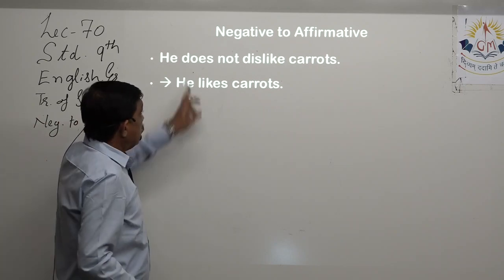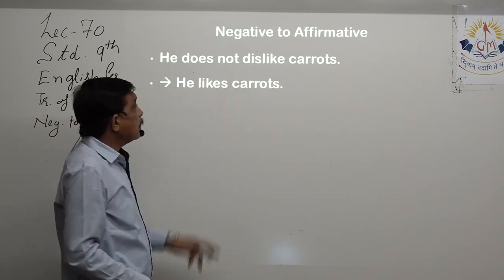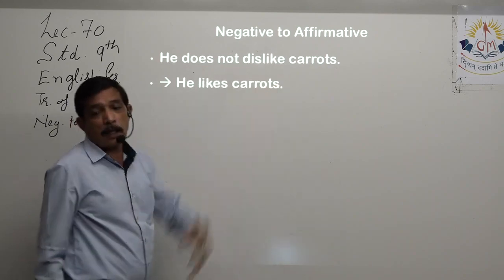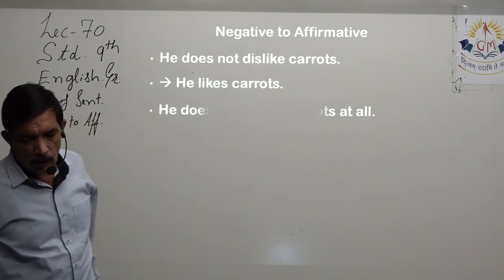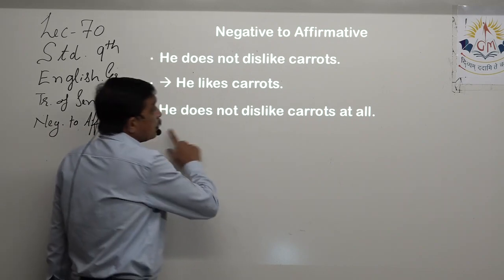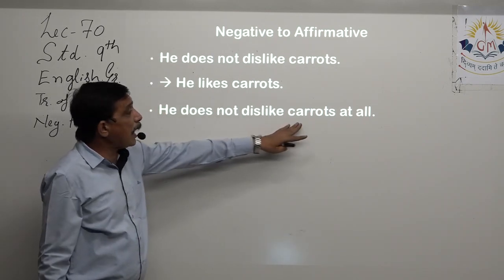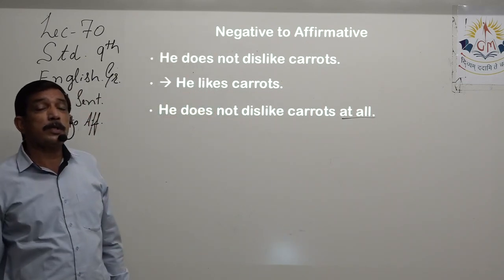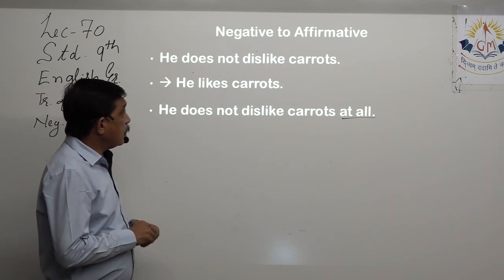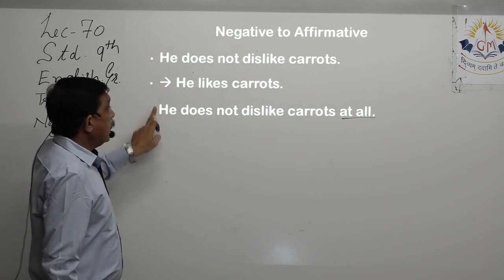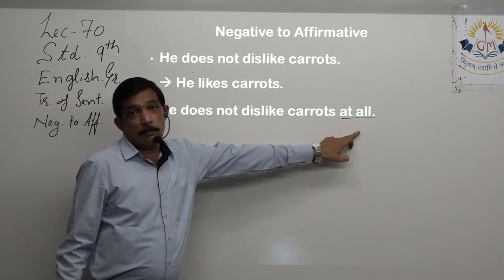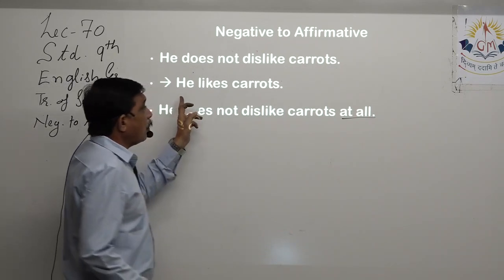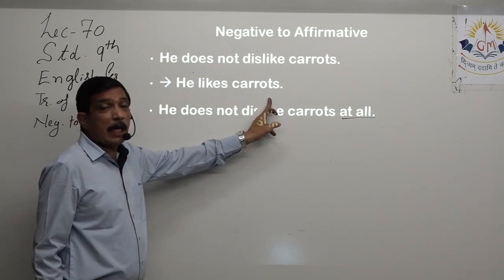Right? So he does not dislike carrots. That means not and this, both are negatives. Two negatives make positive. He likes carrots. Same way, he does not dislike carrots at all. At all changes a lot. Yes? Now, the answer cannot be the same. He likes carrots. We have to add something.